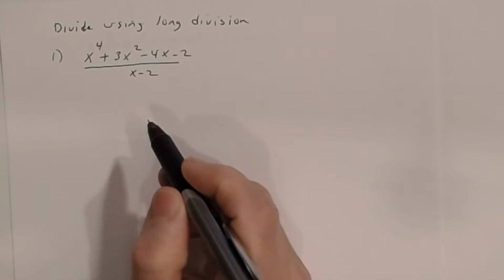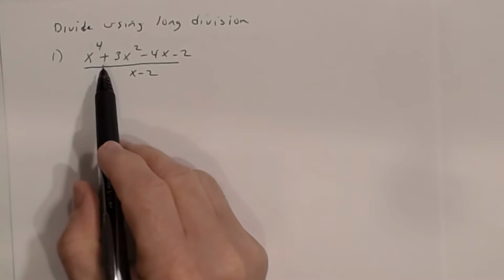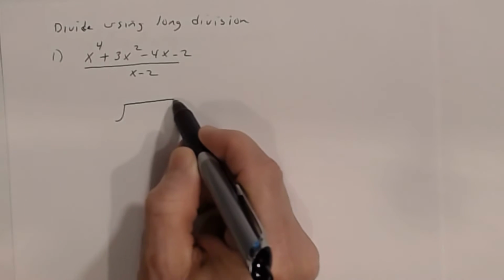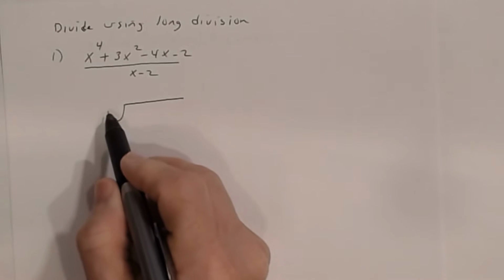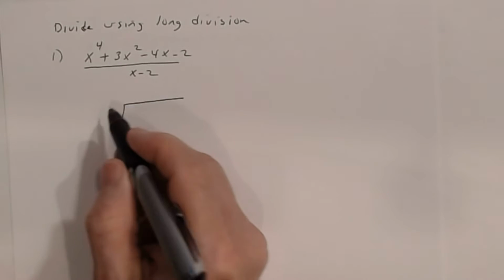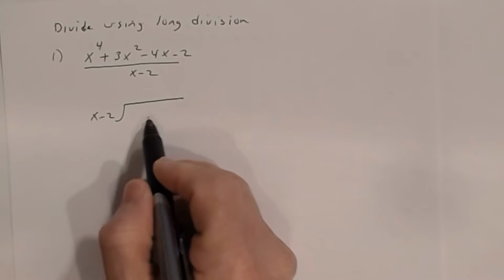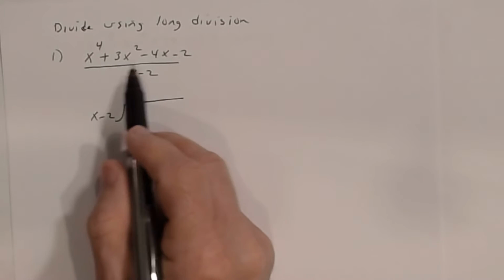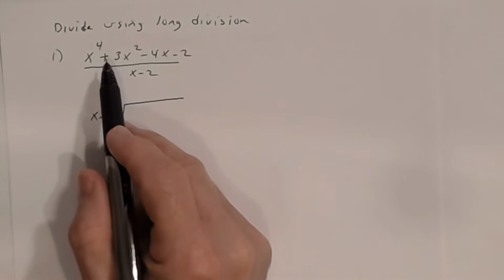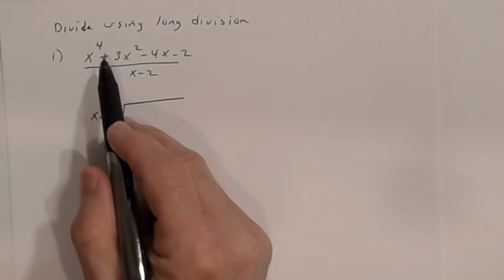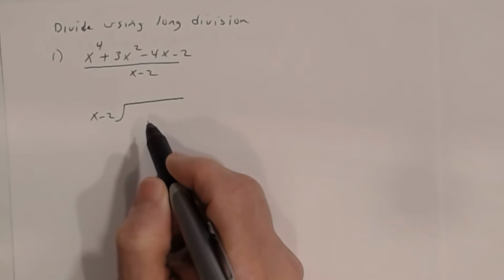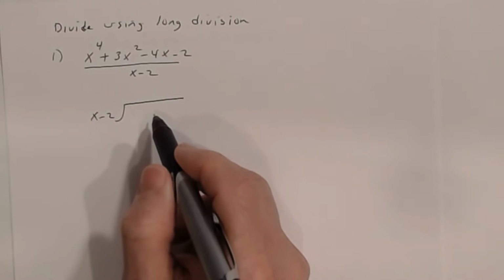When using long division, keep in mind that you're going to write it in this form. So it'll look like this. Your divisor, which goes here, is going to be your denominator, so that's x minus 2. And your dividend will be the numerator. Now, notice that in the dividend, the x cubed term is missing. So you have to put the missing term here.